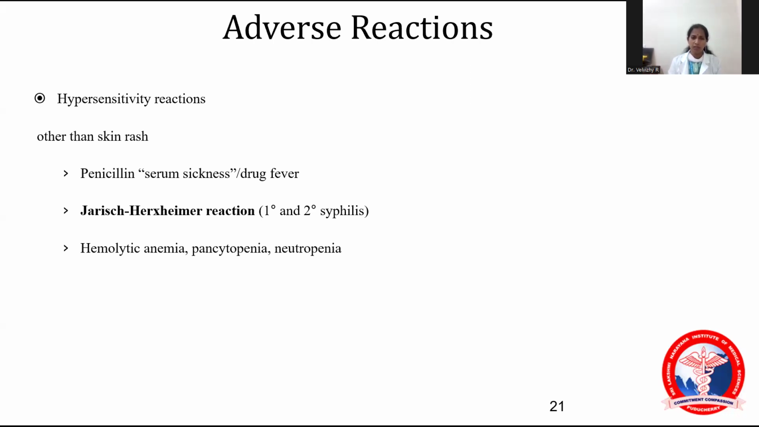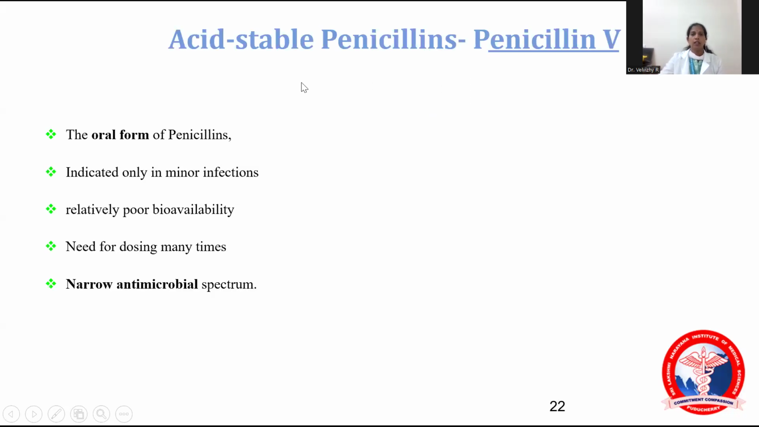Okay, so this is a self-limited disease, nothing to worry about, but this is one of the reactions which will occur when you treat a syphilis patient with penicillin. Then we'll move on to acid-stable penicillin, which is penicillin V. The main disadvantage of this is very poor bioavailability, and we have to give a dosing of 4 times a day. Every 6th hourly, the patient has to take this tablet.